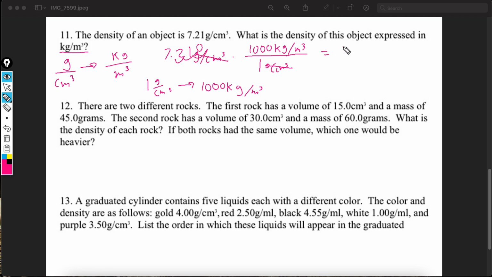So the answer is 7,210 kilograms per meter cubed, because that's what we have left over, these units. Those other ones got canceled out. So that would be the final answer. Yeah, it is that easy.